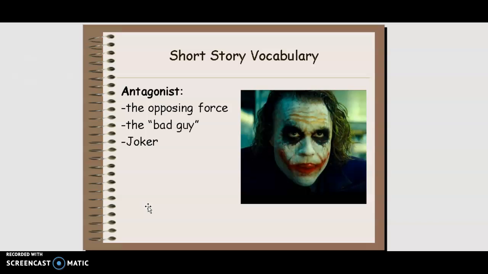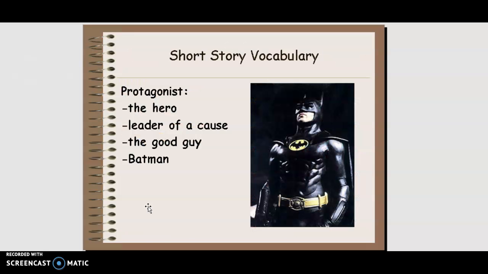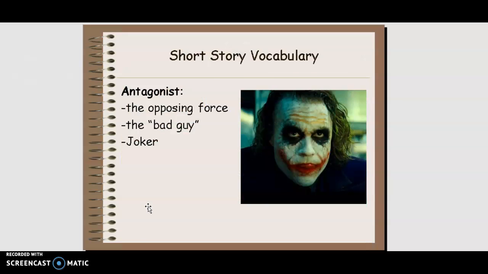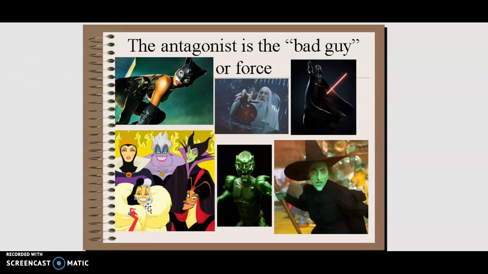and also we have to have our antagonist, the opposing force, the bad guy. For example, in this case, the Joker. The protagonist here is Batman and the antagonist is the Joker. The antagonist is the bad guy or the bad force. For example, we can see here some examples. Can you name them?